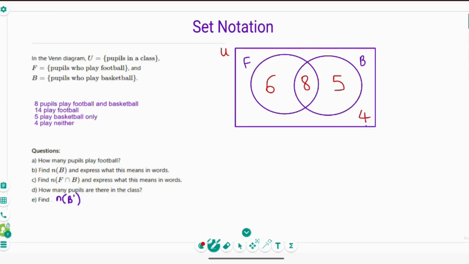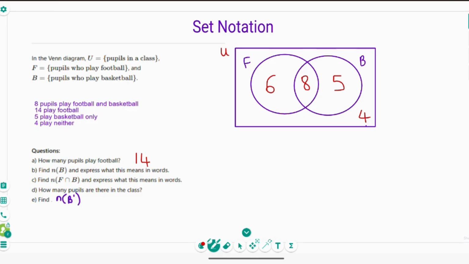You might want to look at these questions and have a go at them yourself first. Put me on pause, maybe unpause when you're done. First one is how many people play football? Well, that is actually answered in this purple text, isn't it? 14.